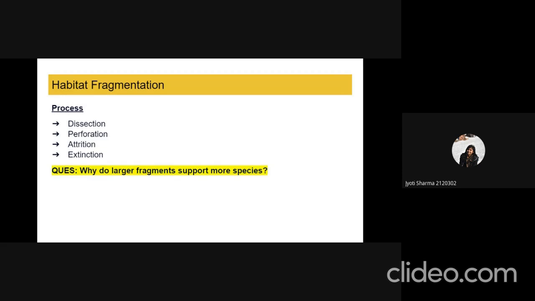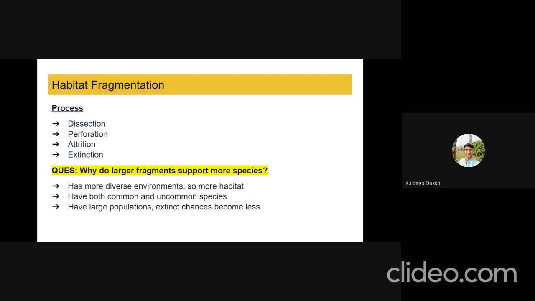Okay, the next question is, why do larger fragments support more species? Kuldeep, can you answer? Can you guess something? Why do larger fragments support more species? Ma'am, because when we have a bigger size of biome or habitat, then we have the core. Yes, I mean, you can explain from there as well. We have 3 points.